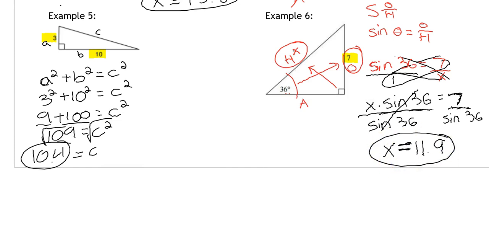All right, that is it for solving for these sides. Go ahead and work on activity D1.